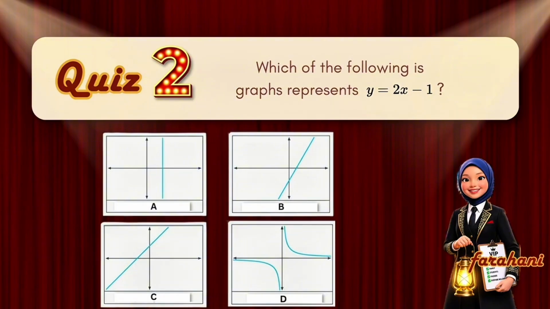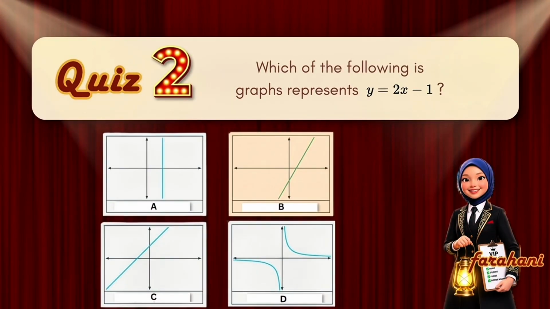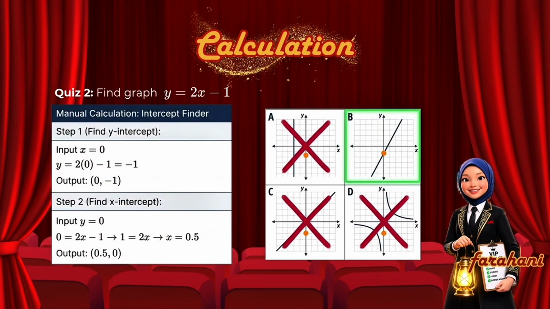Quiz 2. Which of the following graphs represents y equals 2x minus 1? Yes, the correct answer is B. The concept is the same as the previous question, which is we need to find 2 points to sketch the graph. So for the first, we substitute a value of x into the equation and we get x is 0 and y is negative 1.